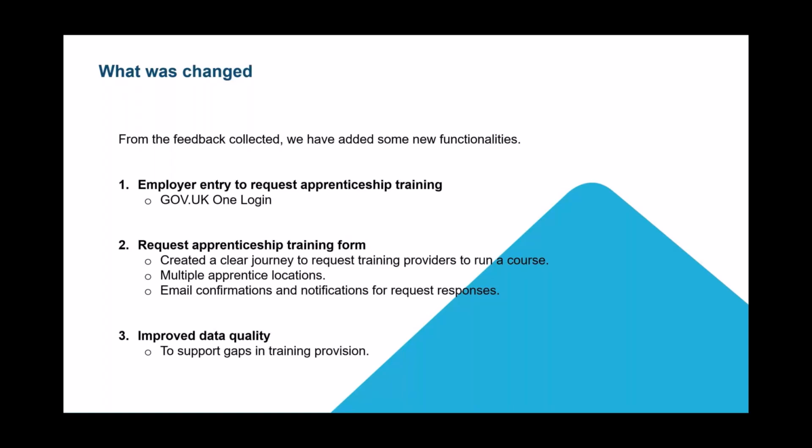Okay, so from the feedback that we'd collected, we've now added some new functionalities to improve and enhance this journey. So now employers are required to log in to their Manage Apprenticeships account to make a request for apprenticeship training. This ensures only valid requests are being shared with training providers. We've created a brand new request apprenticeship training form for employers to ask if training providers can run a course, and this supports multiple apprentice locations and provides email confirmations and notifications for request responses to employers.